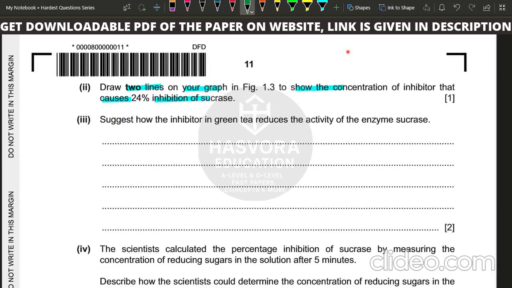Then they are telling you to suggest how the inhibitor in the green tea reduces the activity of the enzyme sucrase, okay. Now you can use the concept of the non-competitive inhibitor, or you can write a general statement that it stops the substrate from binding to the active site of the enzyme. It stops the formation of enzyme substrate complexes and reduces the activity of the enzyme, okay. Or you can also write that it binds to the allosteric site of the enzyme, it distorts the shape, and it can no longer bind to the substrate, and as a result fewer enzyme substrate complexes are made. Okay, so I will be writing that.